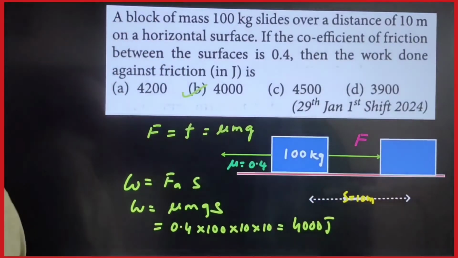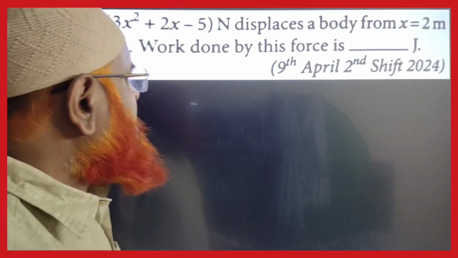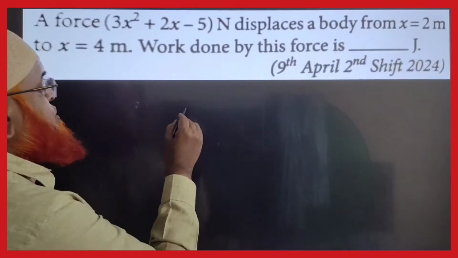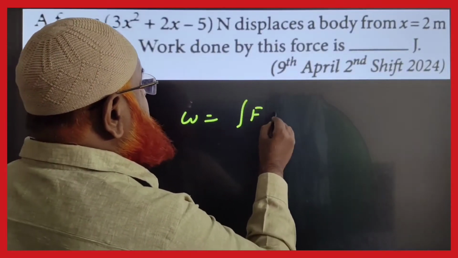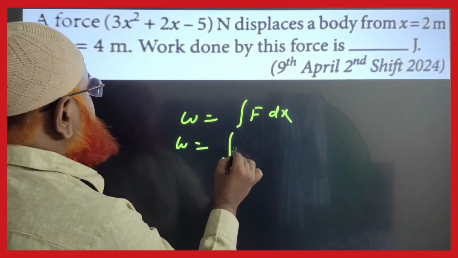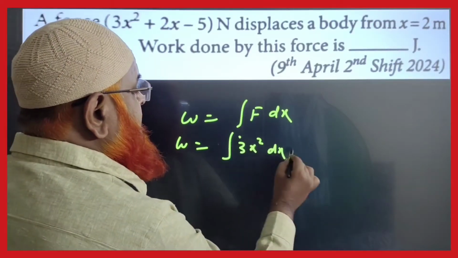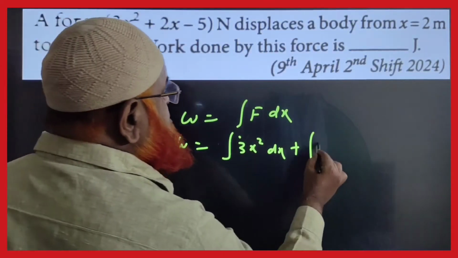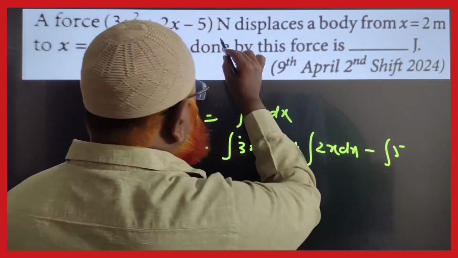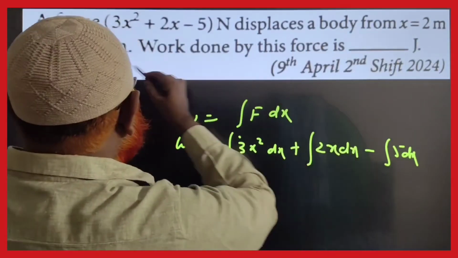That's it. Thank you. My dear students, how can you solve this problem asked in the 2024 latest JEE Mains question? Here, a force is given and he is asking us to find the work done. You all know work done is nothing but the integral of F dx. You have to substitute the values here. F is 3x square dx, plus the integration of 2x dx, minus the integration of 5 dx here. And limits are given from 2 to 4.